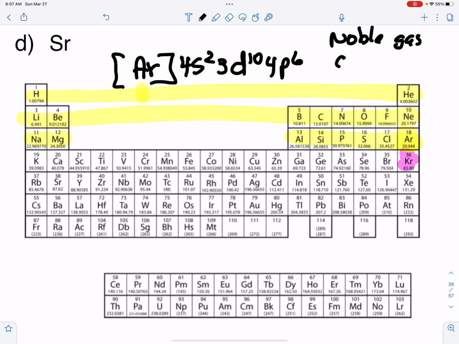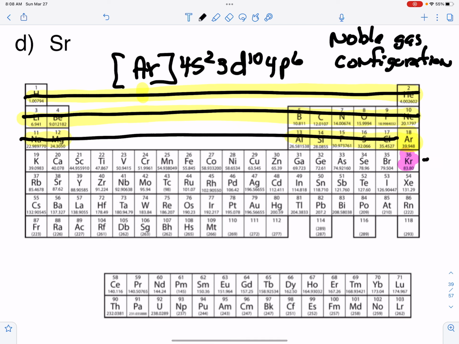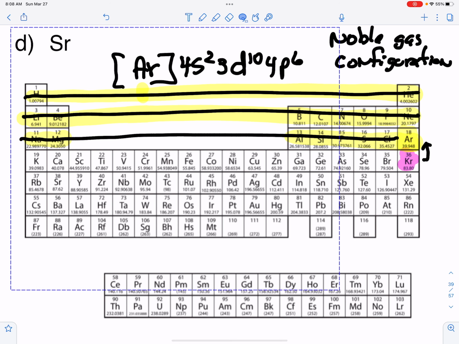gas configuration, which is designed to help you save a lot of time, so you don't have to write any of these. You just go straight to the noble gas before the one you're looking for and write that down. So let's continue doing that with all the other ones to see how that works.